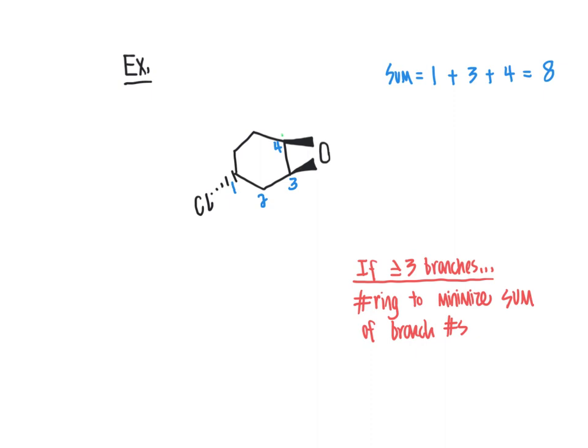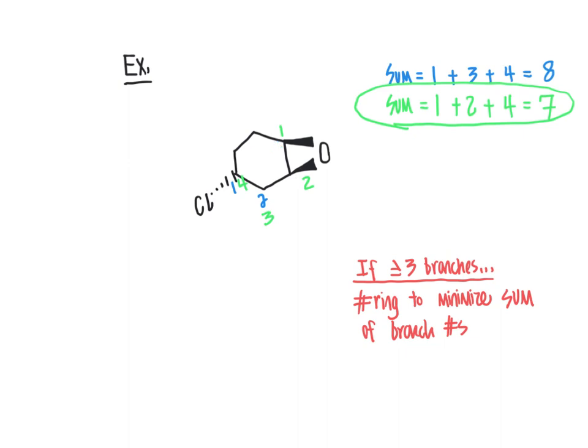So what if we start at the other end here? If we went 1, 2, 3, 4, the sum there is 1 plus 2 plus 4, which would be equal to 7. And so the correct way to number this is going to be based on what we've shown in green here, because that gives a lower sum of the numbers. Anytime you have 3 branches coming off of your ring, this is how you will need to approach that type of situation. So I'm erasing the numbering in blue here because we decided to go with the numbering in green to minimize the sum of the location of the branches.